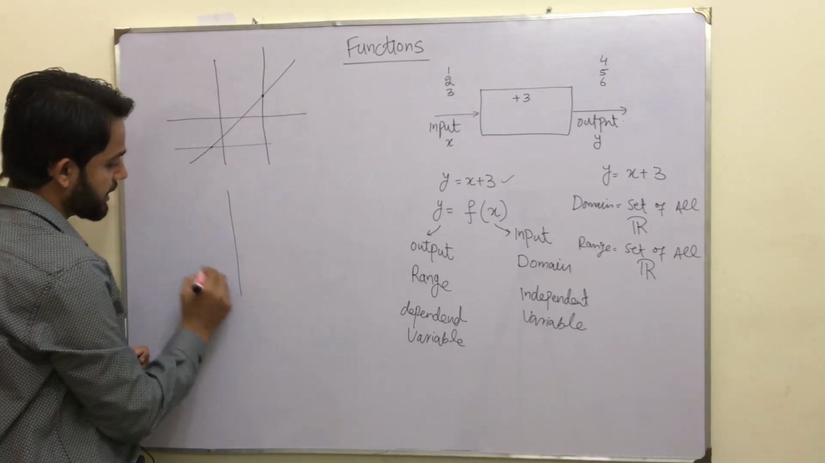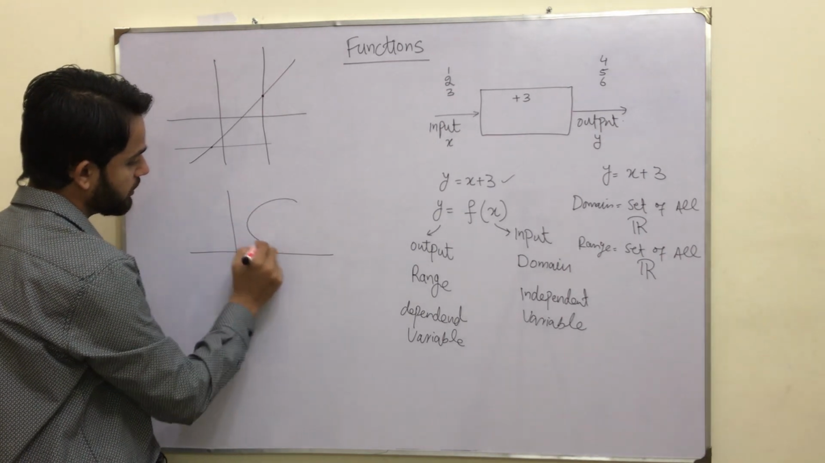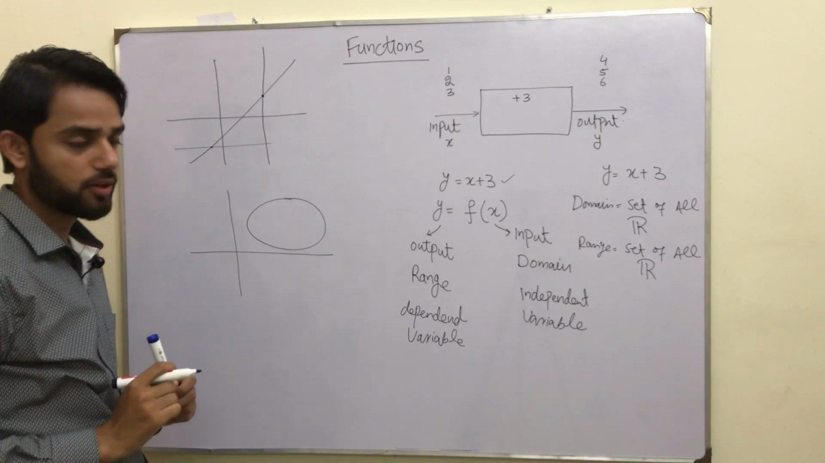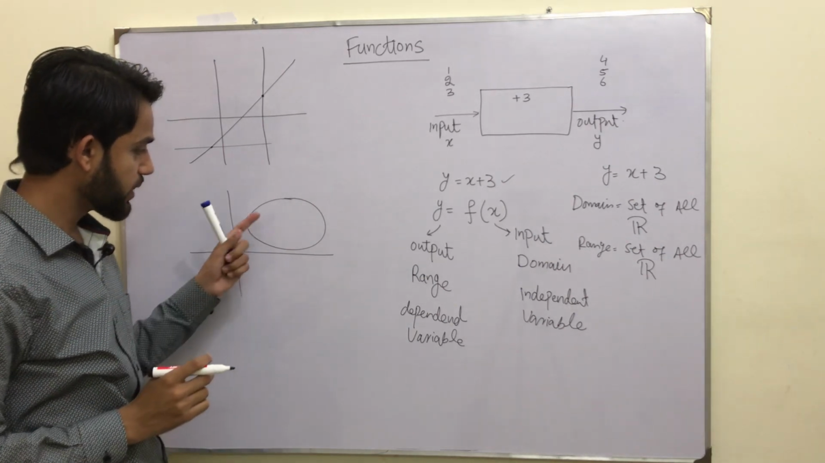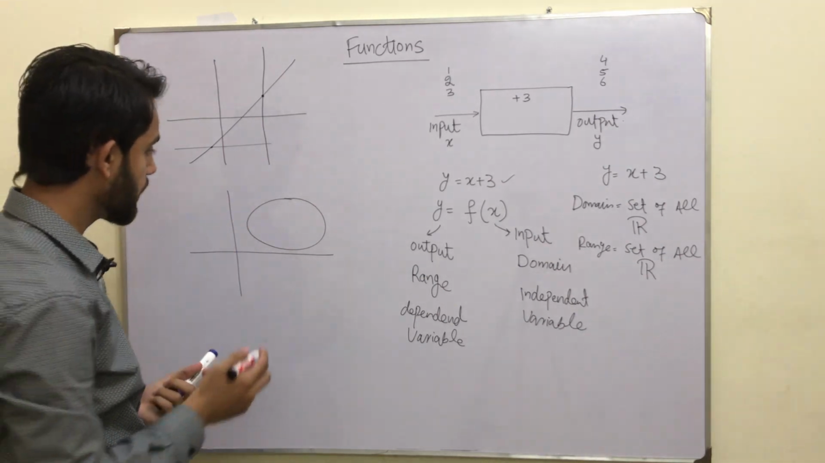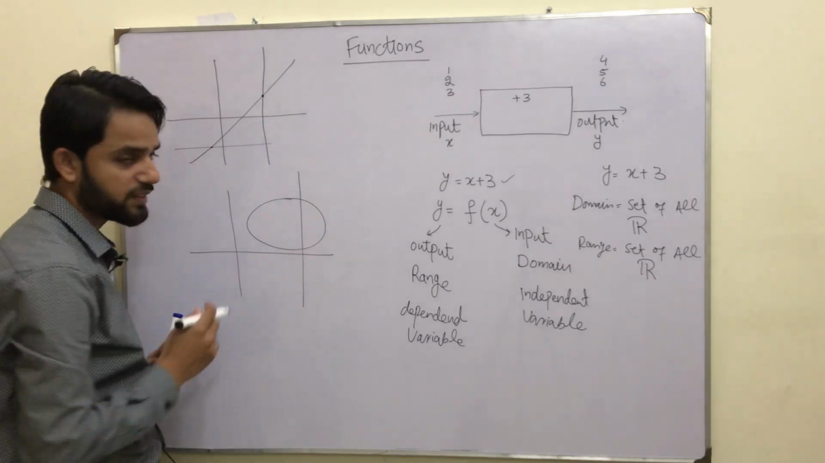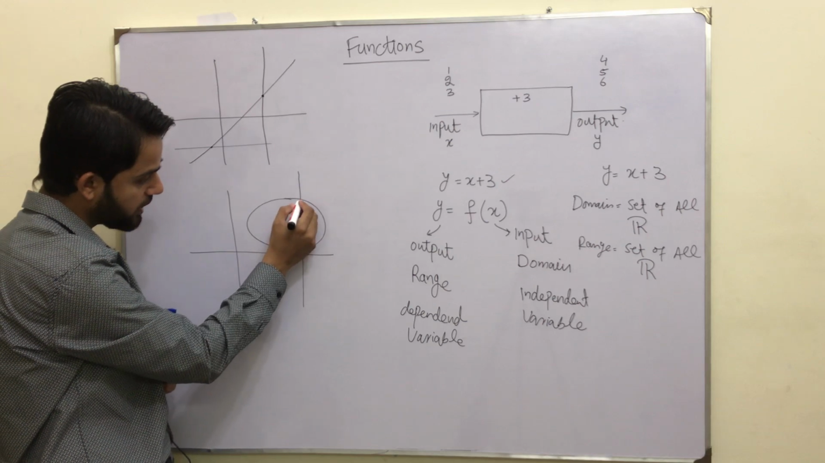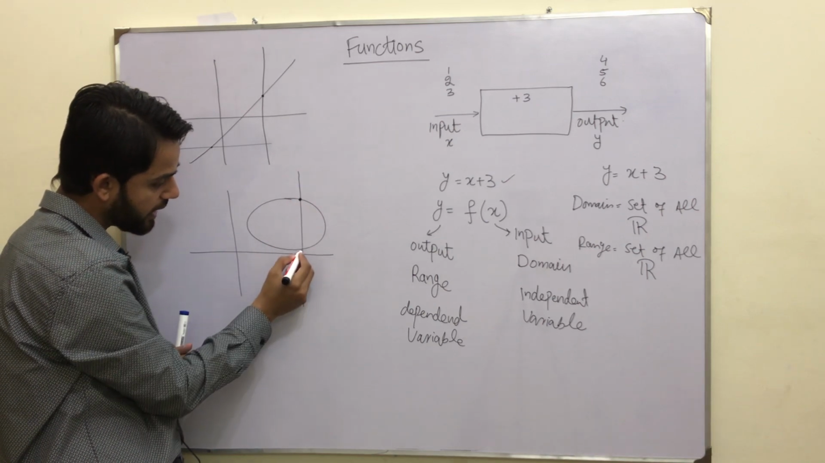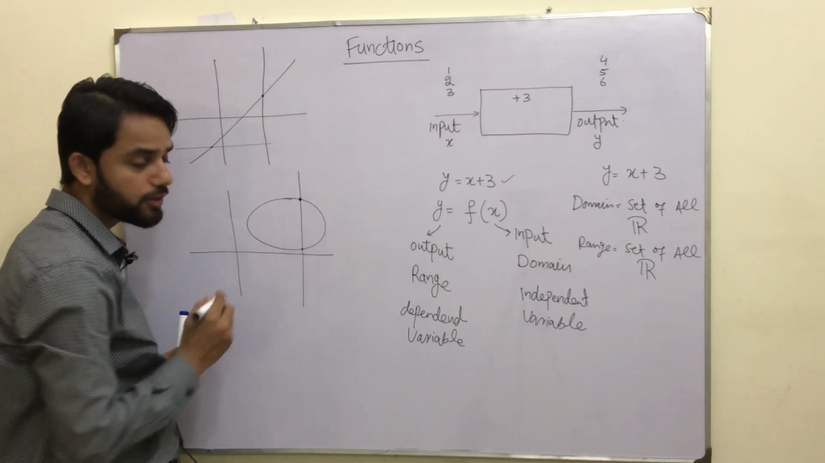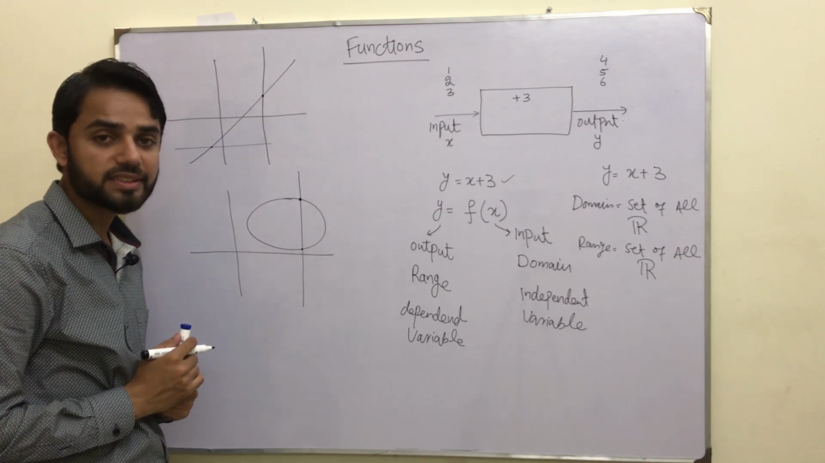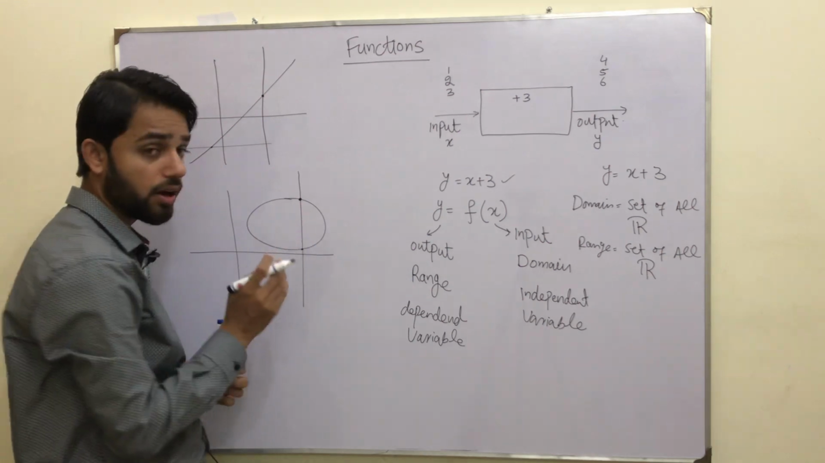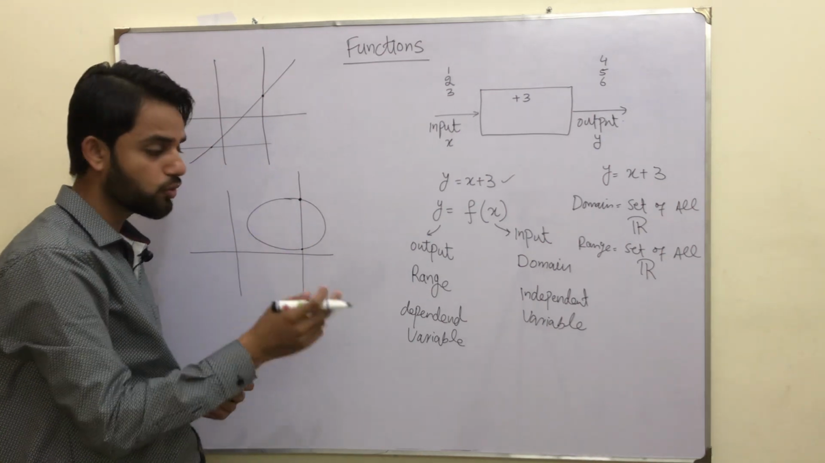Let's take another example. Let's suppose that this is an ellipse. We want to check whether this ellipse is a function or not. Simply apply a vertical line test. Once you draw a vertical line on this graph, you can see clearly that this vertical line cuts the graph at 2 points. It means that it's not a function. Or if you draw a horizontal line, that will also cut this graph at 2 points.